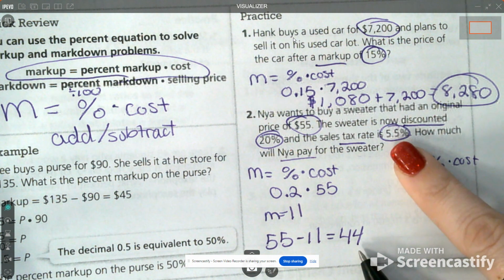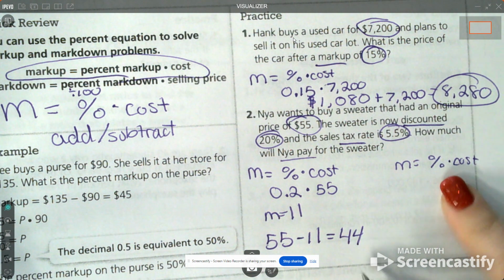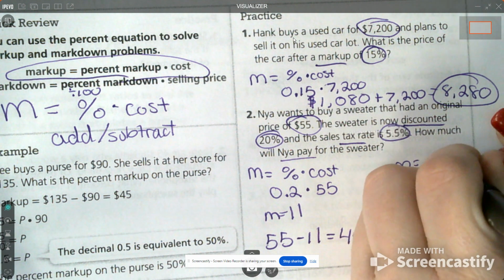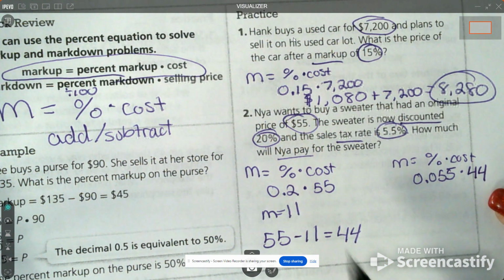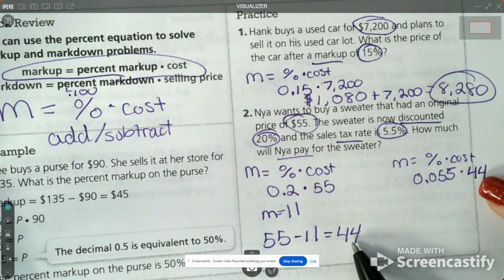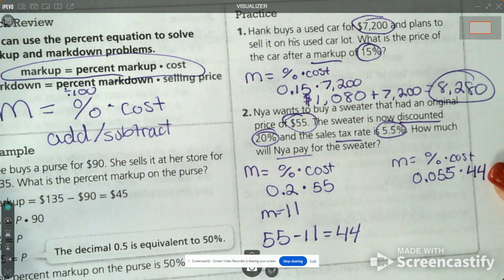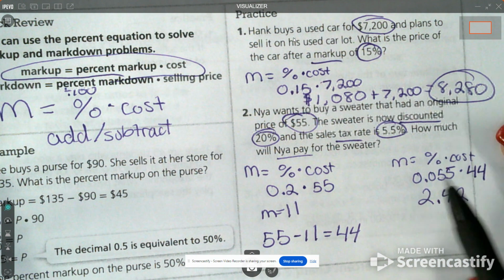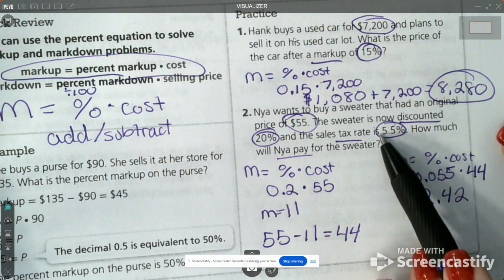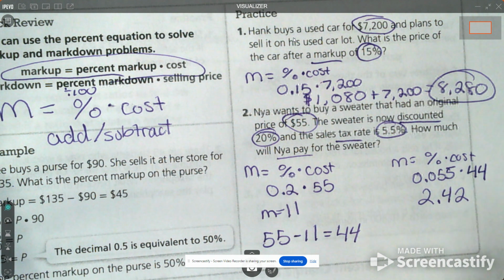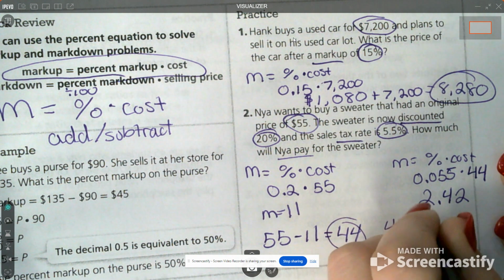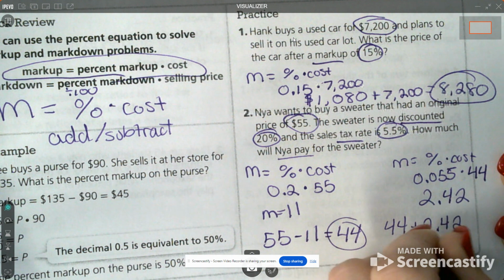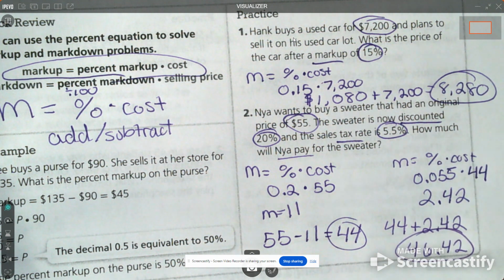I have this second percent though, so I am not done. I take this new percent, so this is 0.055, and I'm going to multiply it by the new cost of 44. So you have to have your new cost in order to do your next equation. So what is 0.055 times 44? What would that be, Oakley? 2.42. Now I go back and look at it. This is my tax rate. So is tax being added or subtracted? Do you add or subtract tax, Macy? You add tax. So I'm going to take my 44 and I'm going to add my 2.42 to get 46.42 as my final answer.